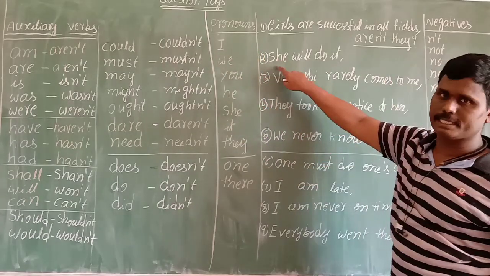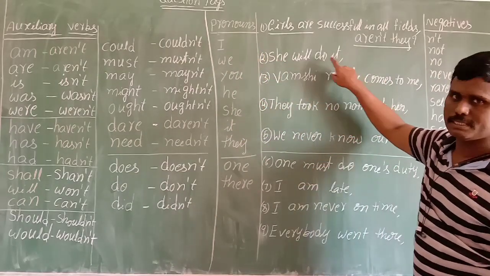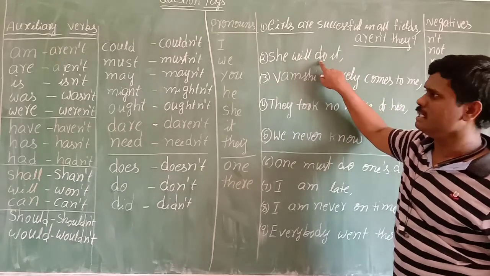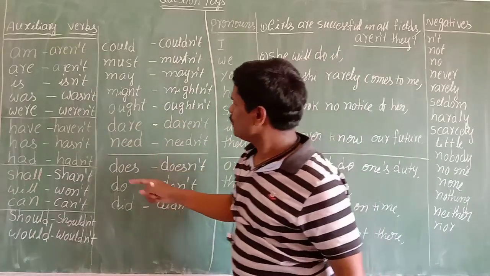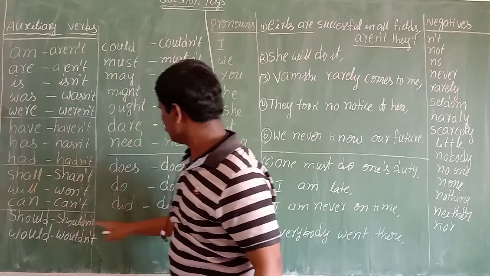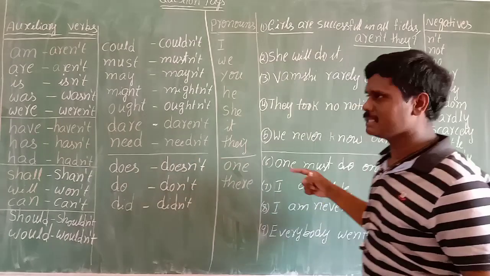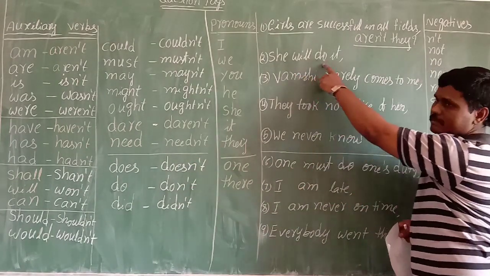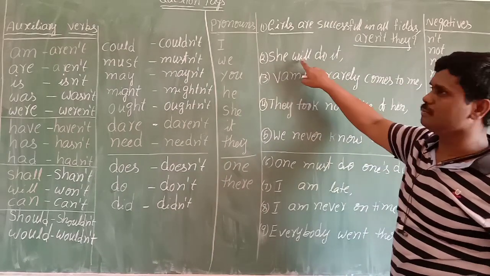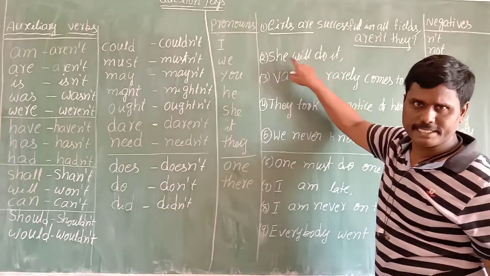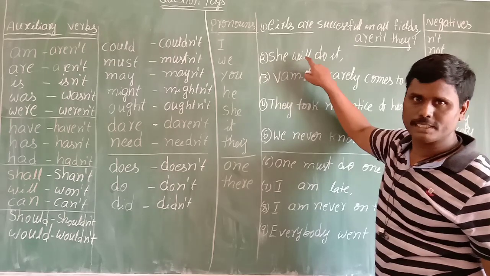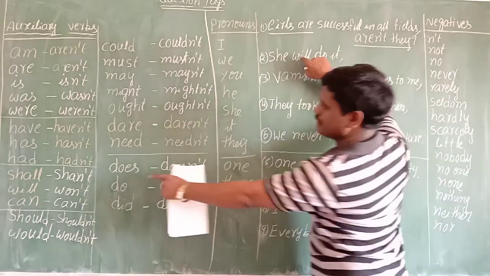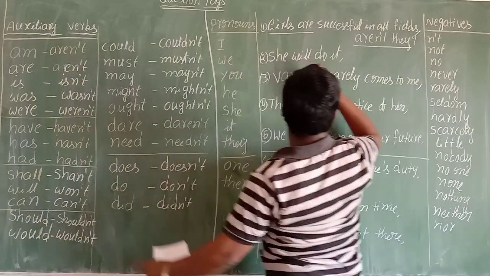For example, come to the second line. She will do it. So will do, some people may have a doubt. Sir, here you wrote will, and of course you also wrote do. What is this? The first word is a helping verb. This is the main verb. So the first one you must take is will. Is there any negative word? No negative word. That means we must write a negative contraction. Will, negative contraction is won't.